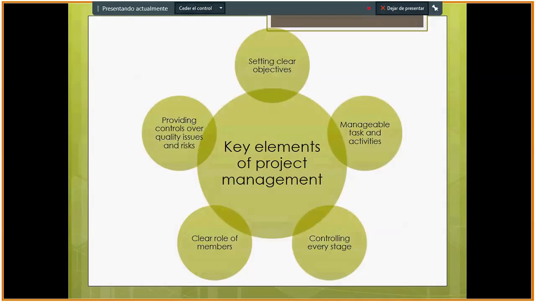Key elements of project management. Setting clear objectives, manageable tasks and activities, controlling every stage, clear roles of members, and providing controls over quality issues and risks.